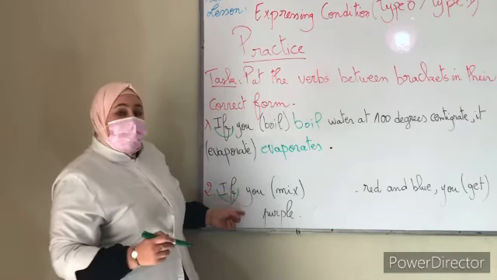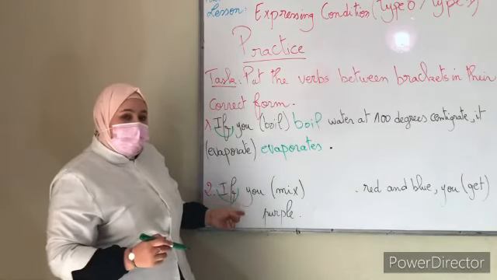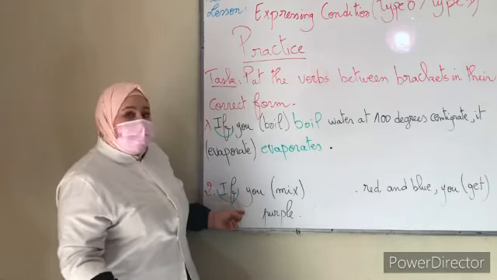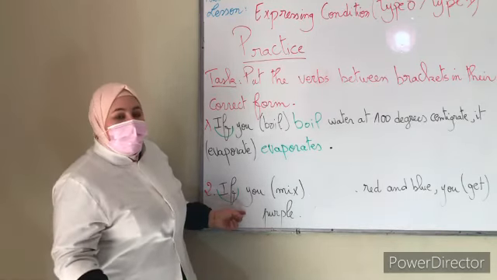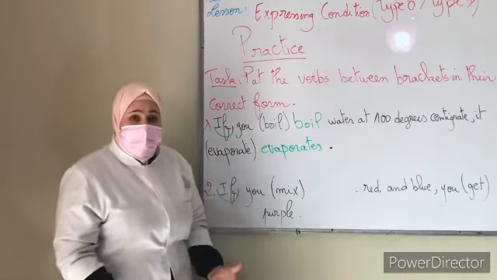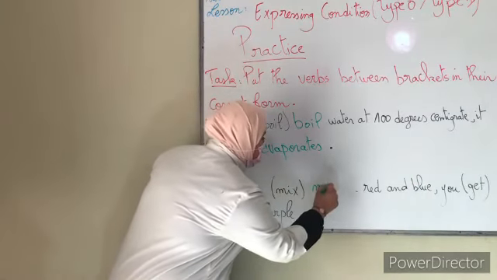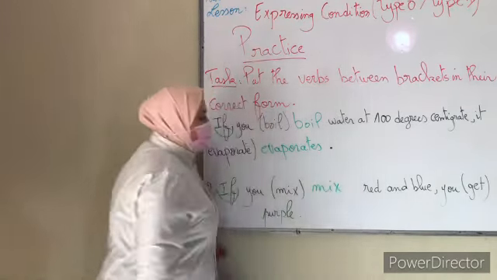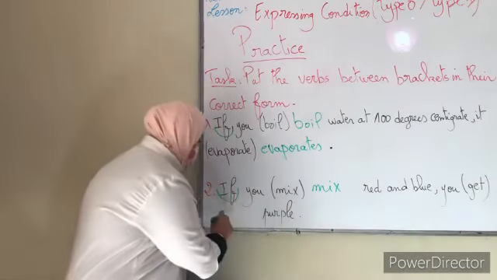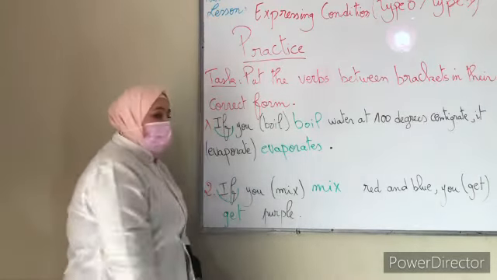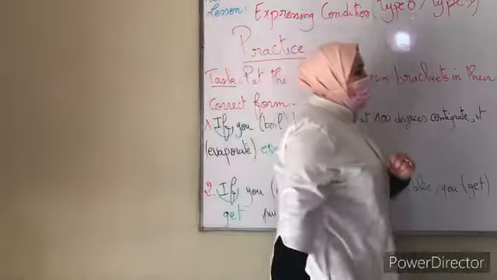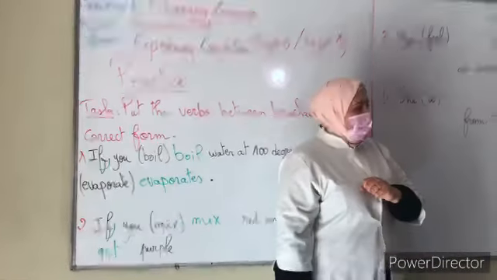The conjunction is at the beginning of the sentence. That means, since of course it is a scientific truth, both verbs must be in the present simple. So, if you mix red and blue, you get purple. Okay, we move to the third example.